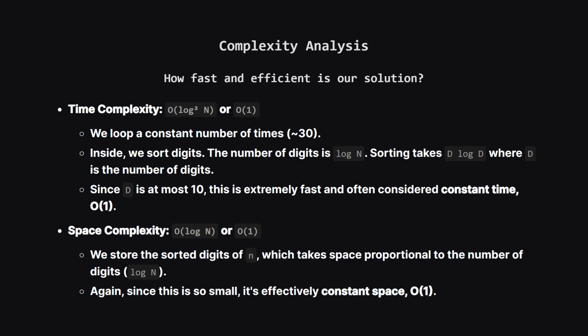So how does this solution perform? It's incredibly efficient. For time complexity, we're doing a constant number of loops, about 30. The main work inside the loop is sorting the digits of a number. The number of digits is roughly the log of the number itself. Since the number of digits is capped at 10, this operation is super fast. Many would call this constant time, or big O of 1. For space, the only extra memory we use is to hold the sorted digits, which is also a very small constant amount, so space complexity is also big O of 1. It's a very lean solution.